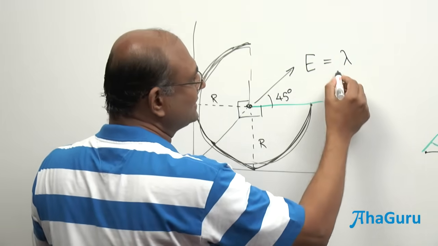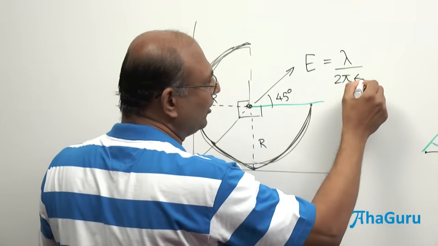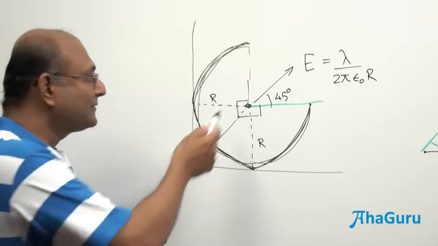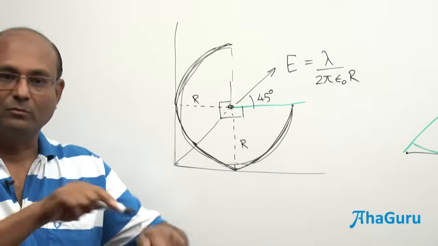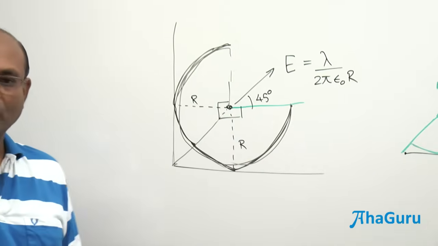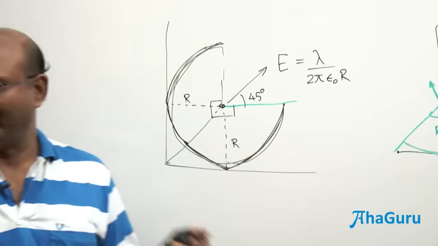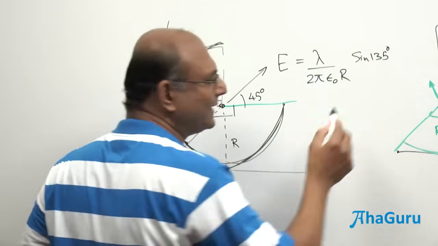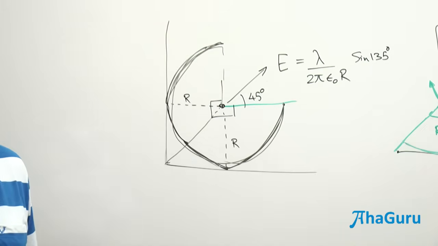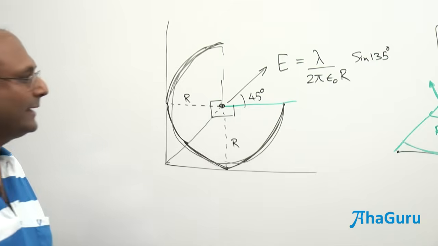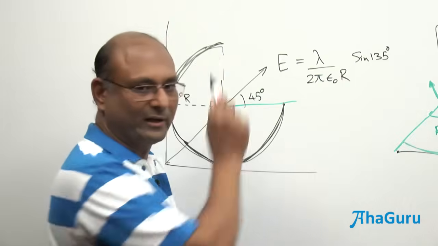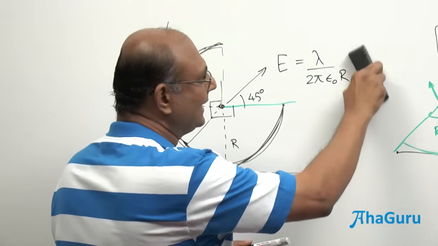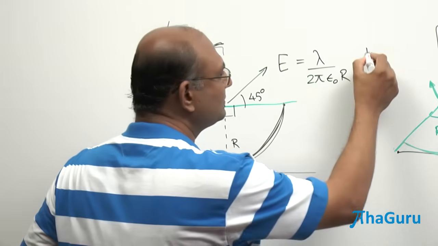And what is the electric field? It is magnitude lambda by 2 pi epsilon naught r into sine of this angle by 2. Now what is this angle? 270. 270 by 2, 135. So sine of 135 degrees. Now if you take sine of 135 degrees, it's sine of 180 minus 45, which is sine of 45, right? So this thing is just simply sine of 45, which is 1 by root 2. So what I'm going to do is, instead of rewriting this, I will just erase it and write it as 1 by root 2.